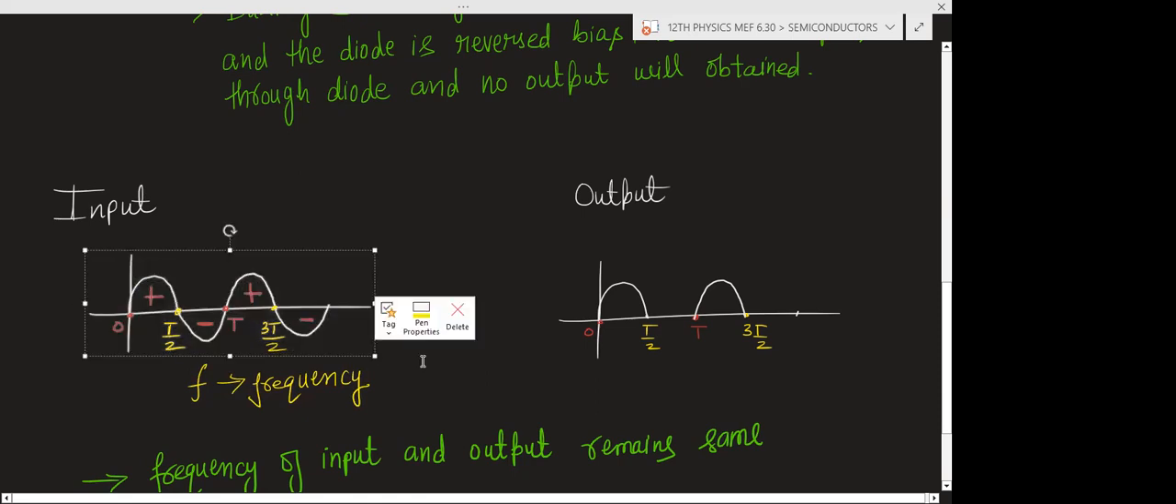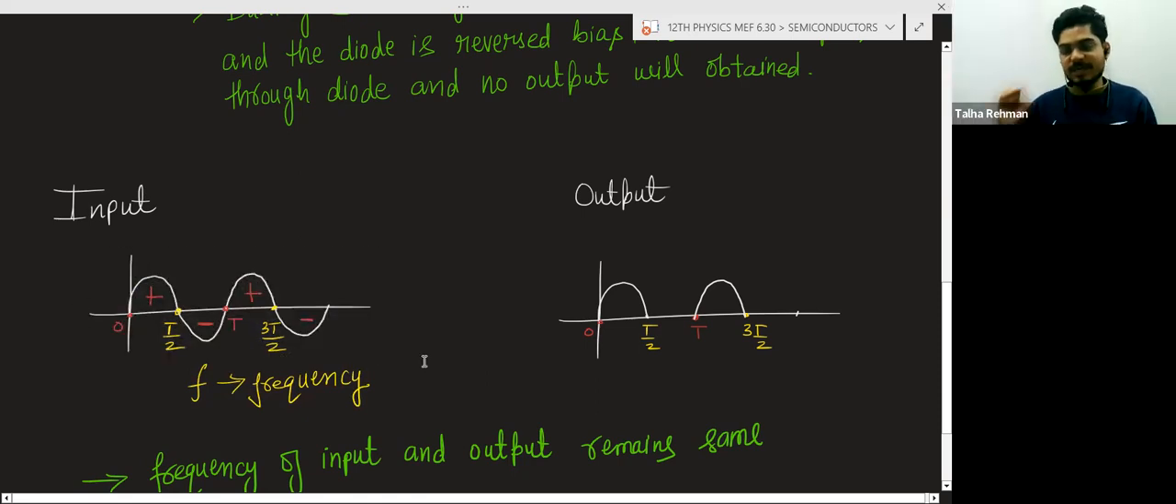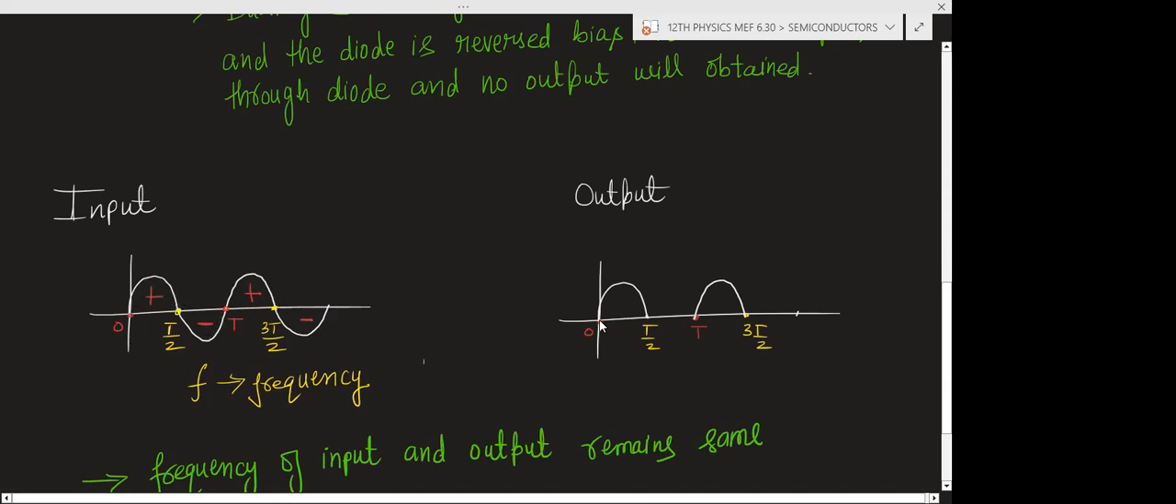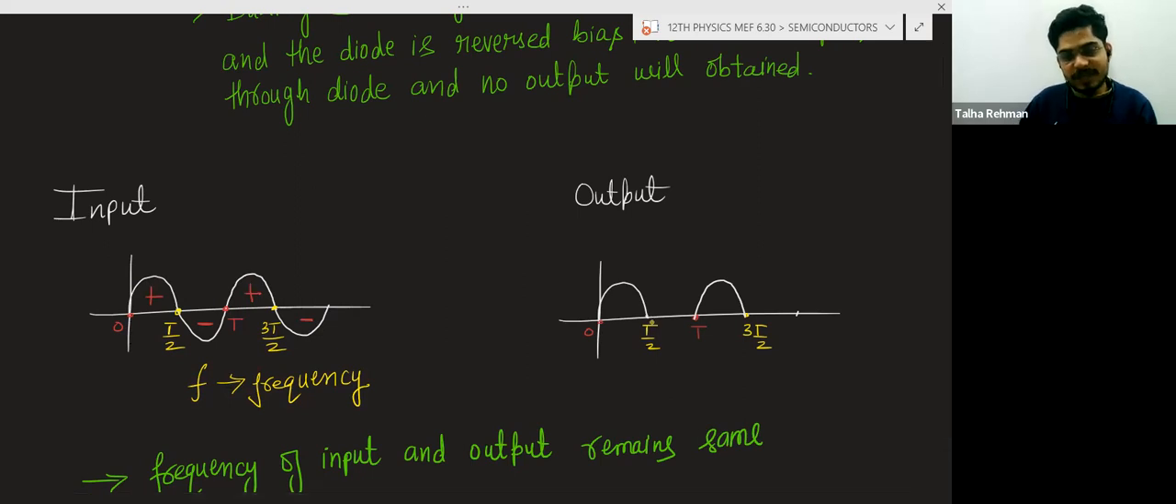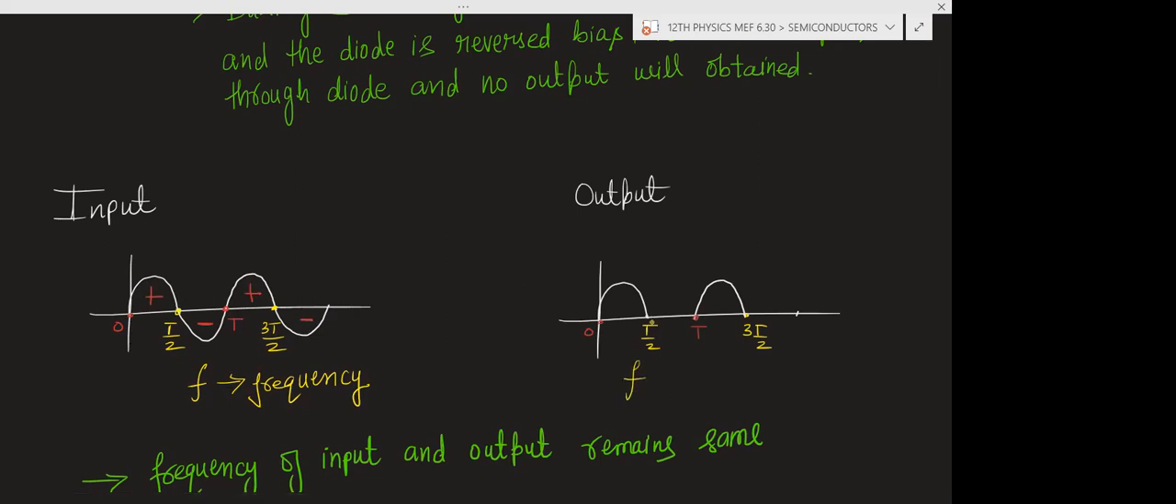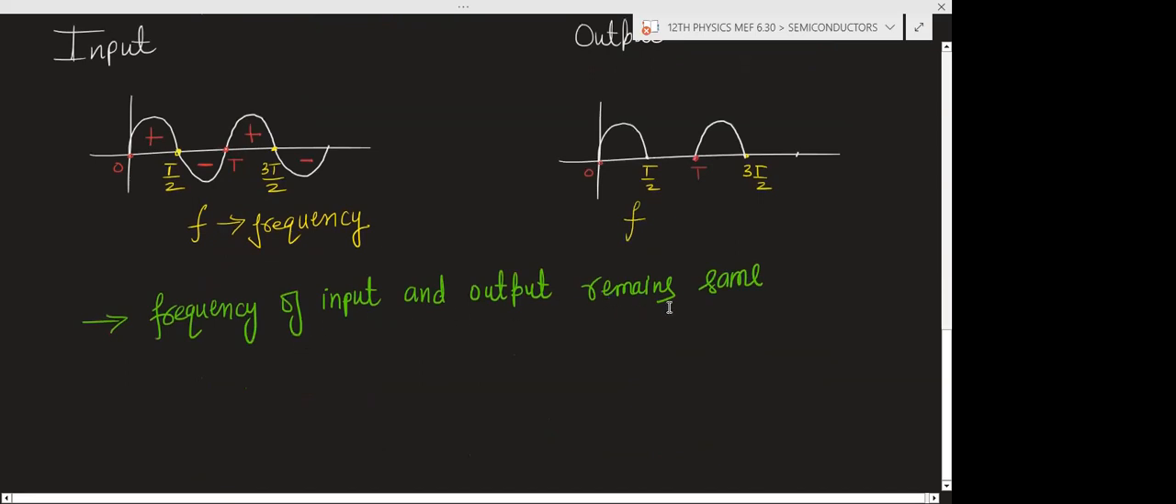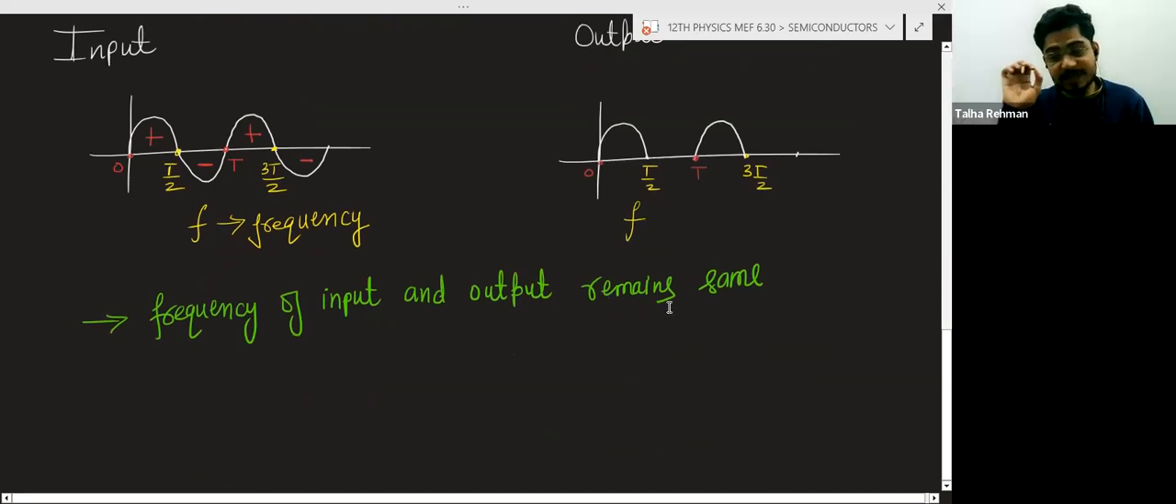So what is the frequency? Frequency is number of waves in one time period. For 0 to T time, there is only one wave. Now check here how many waves are there in 0 to T time. There is only one wave here also. So frequency here also will be f. So frequency of input and output remains the same, because the number of waves in a time period is the same.